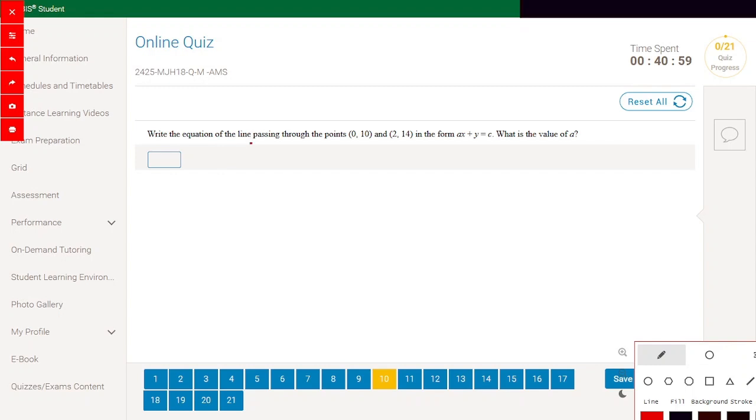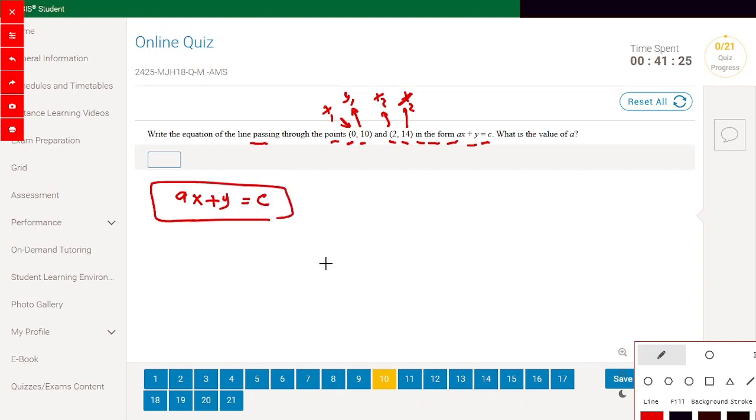Write the equation of the line passing through the points 0 and 10. This is x1, y1, and 2 and 14 is x2, y2, in the form ax plus y equal to c. We have the form ax plus y equal to c. Okay, we have the line form here. It's y equal to ax plus b, right? And b or c, whatever.